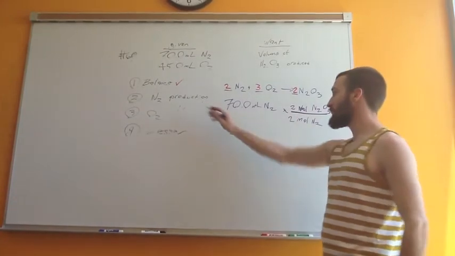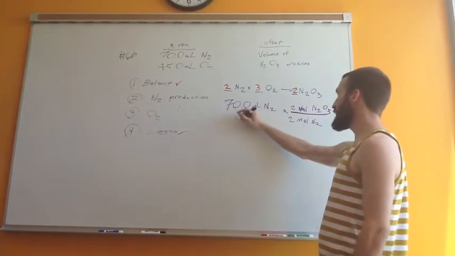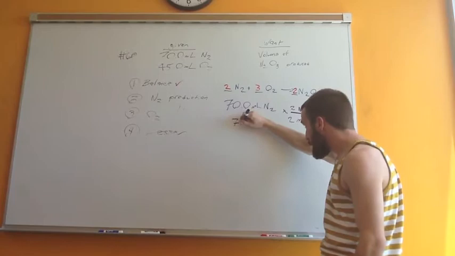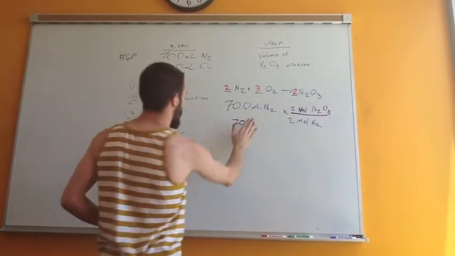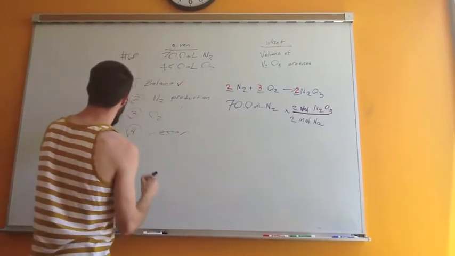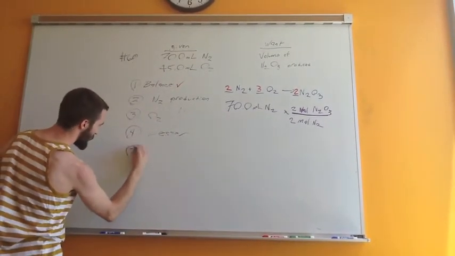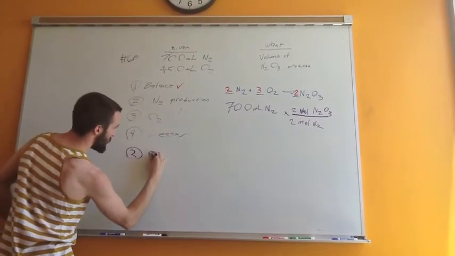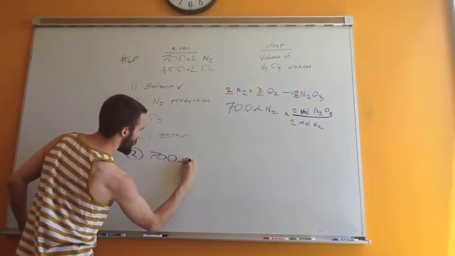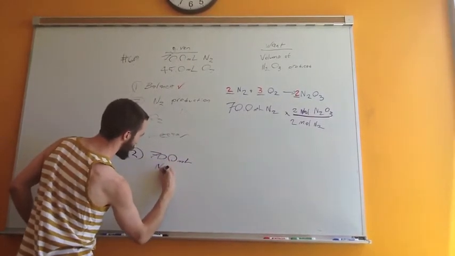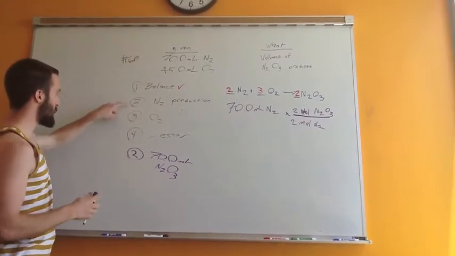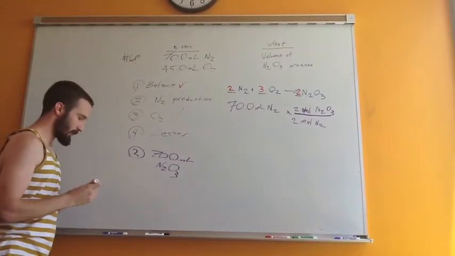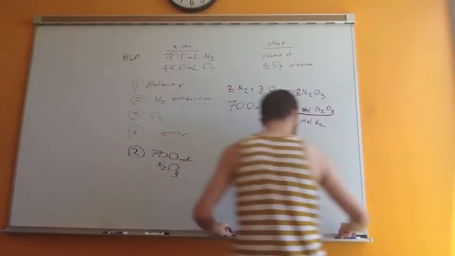So our final answer for step 2 would be 70. We're actually going to write it down a little further. So for step 2, we're saying that it could be 70 milliliters of N2O3 gas produced. So that's from step 2. Now we have to calculate from step 3.